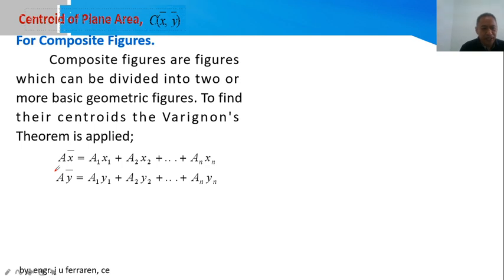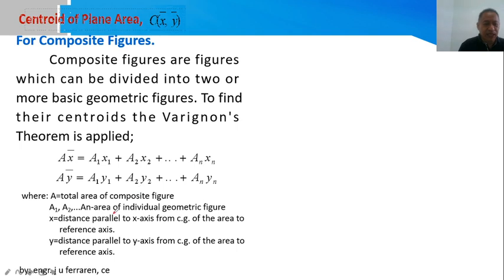Then we have the other equation when it comes to finding the centroid. A is the total area of the composite figure, and A sub 1, A sub 2, A sub n are the areas of the individual figures. x is the distance parallel to the x-axis from the center of gravity or the centroid of the area to the reference axis. y is the distance parallel to the y-axis from the centroid of the area to the reference axis or the center of gravity. Okay?